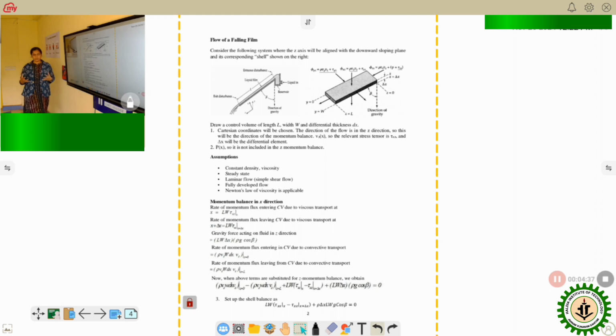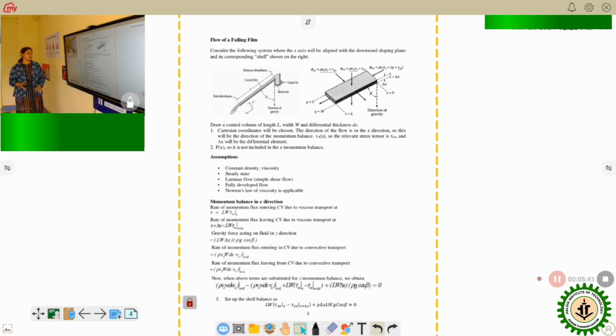After that, we sum up these terms and substitute them in the z-direction momentum balance, which equals rho Vz W dx Vz at z equals 0, minus rho Vz W dx Vz at z equals L, plus the momentum flux entering the control volume due to the viscous transport, L W into tau xz at x minus tau xz at x plus del x, plus the gravity force acting on the fluid in the z direction, equals L W del x into rho g cos beta.